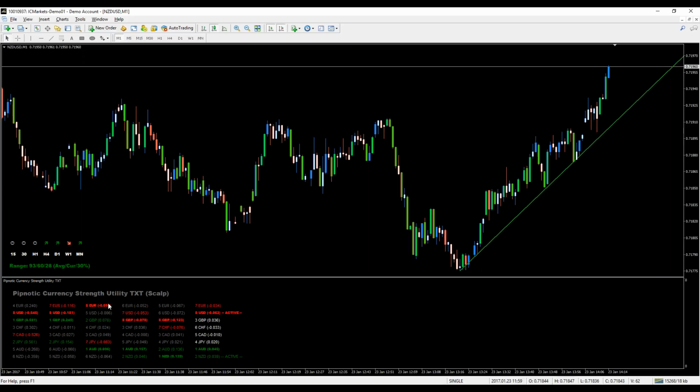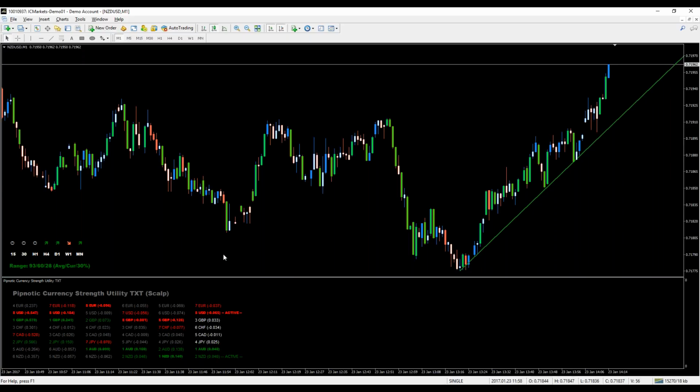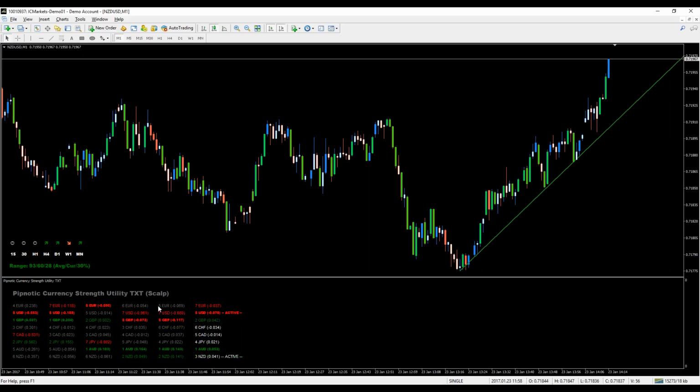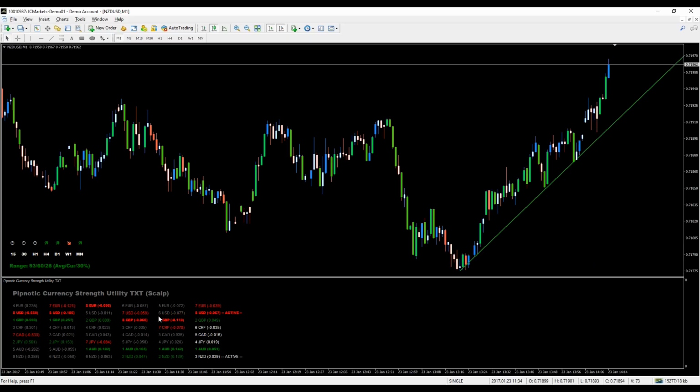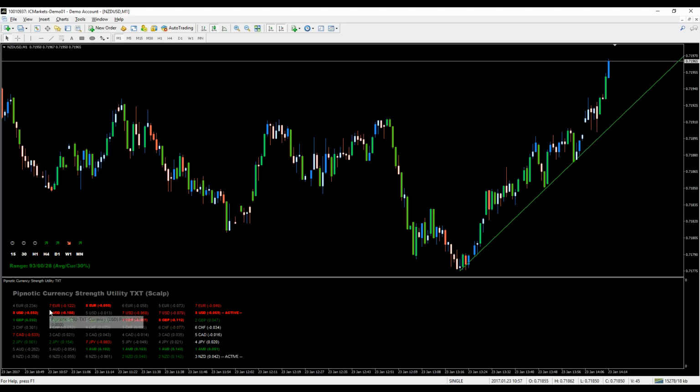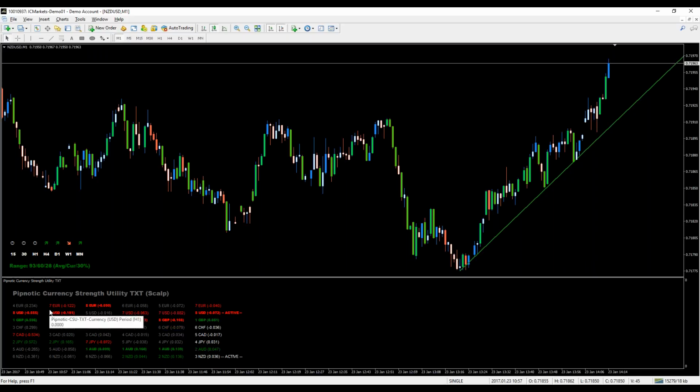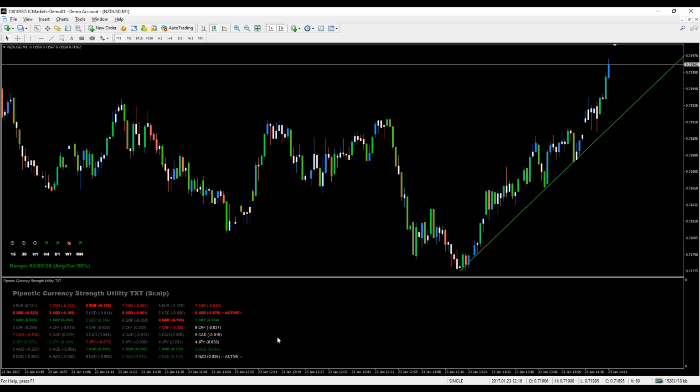And as a matter of fact, I often trade this configuration around the close of New York. So when New York closes and things start to slow down, then I'll often get into trades just based on this information, because the news is over, so the high volatility is over, and the stronger currencies are going to continue to attract flows, and the weaker currencies are going to continue to shed flows.